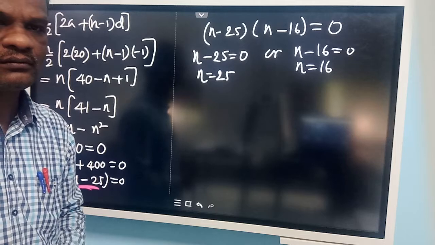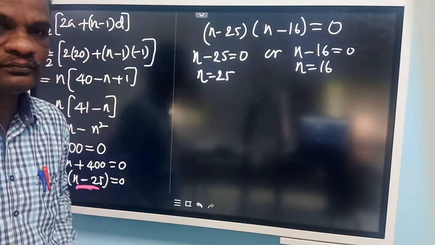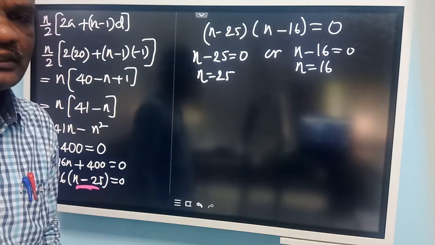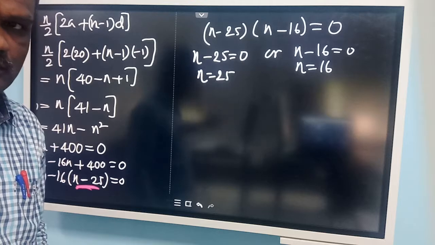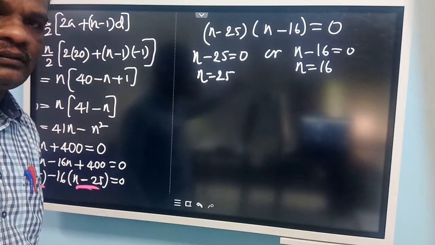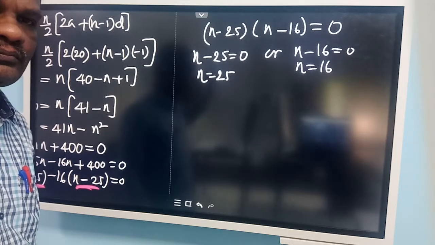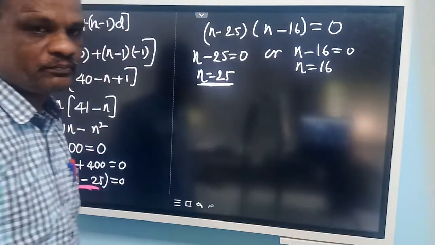Total number of blocks is 20, sir. Total number of? Blocks, wooden blocks is 20, sir. Maximum 20. Okay. So we can't take 25. This is not the wooden blocks. This is the number of rows here.